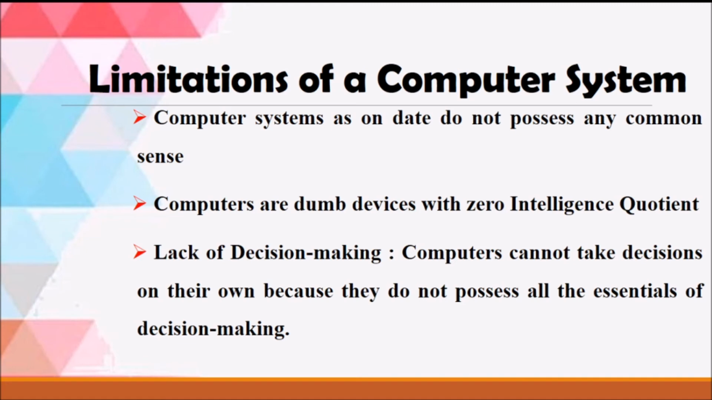Computers are dumb devices with zero intelligence. That is another important limitation. Another limitation of computer is that it is not of use by itself. That is why they are dumb devices, they have zero intelligence power. They do not have any kind of relationship. So remember, they do not have any decision making power.